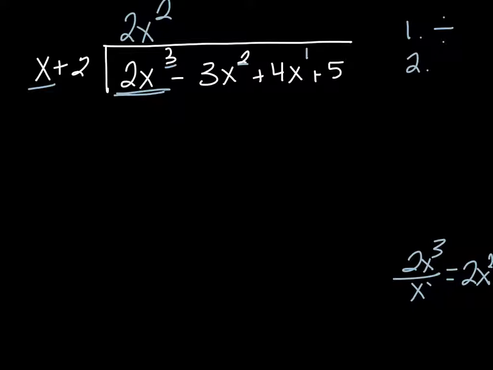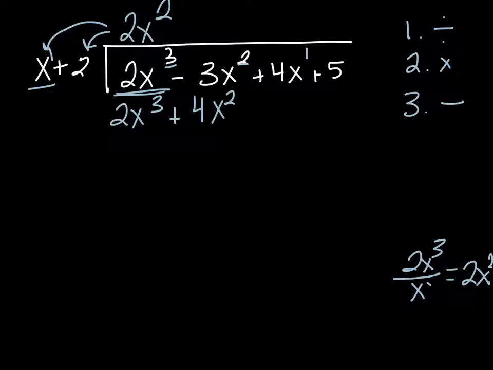Step 2, I'm going to multiply. So I'm going to multiply here. 2x squared times x is 2x to the third, because I start with 2 on the top, 1 on the side. Then I'm going to multiply here. Plus 2 times 2 is 4x squared.